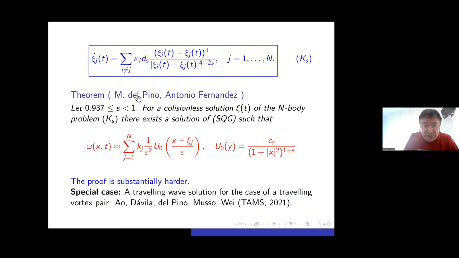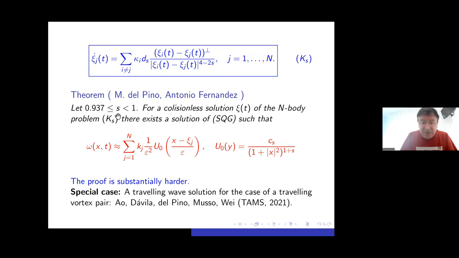This is a joint work with my former postdoc, Antonio Fernandez, who's now in Madrid. We are finding the following result. If you consider s sufficiently close to one, however, you can measure how close it is to one. So it is 0.937. This is a constraint that we have at least until this moment, okay? We strongly believe this could be improved to lower s, but we don't know yet how to do it.